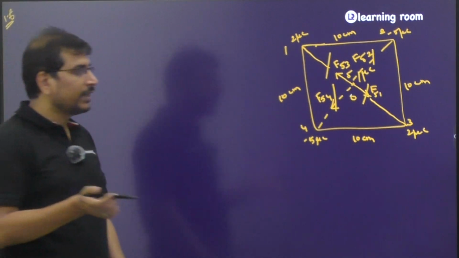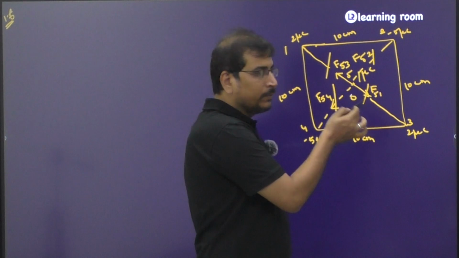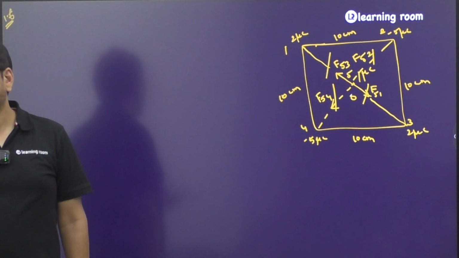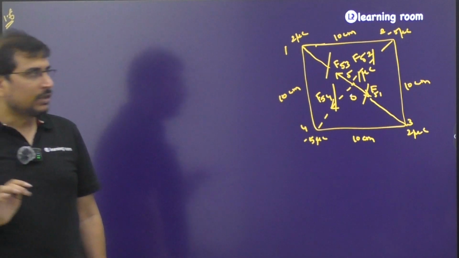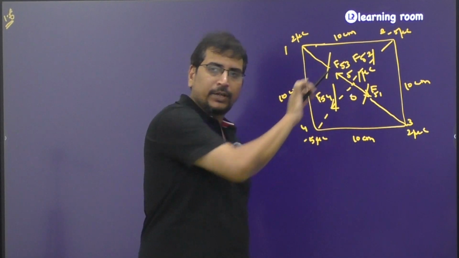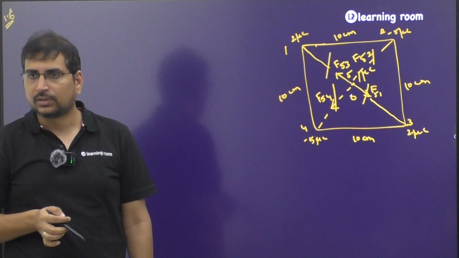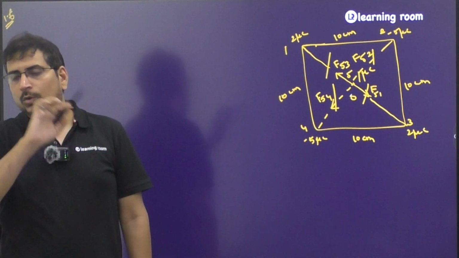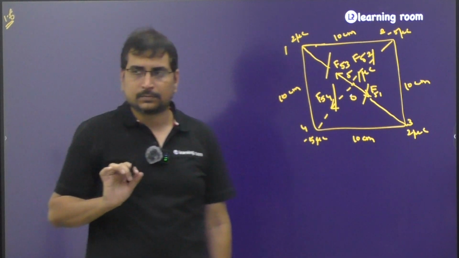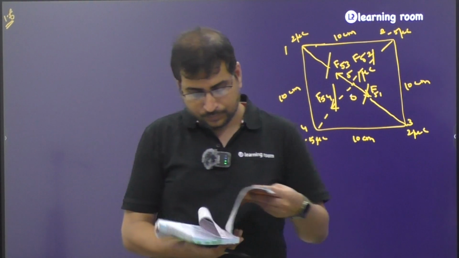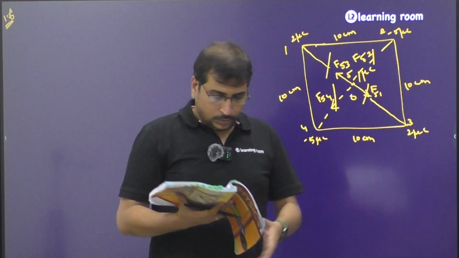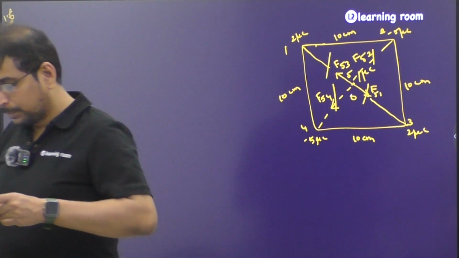So what will you write? How will you write it in the exam? You will say F51 and F53 have the same magnitude and opposite directions. Similarly, F54 and F52 have the same magnitude and opposite directions. So each cancels the other, hence the total force is nullified. Okay. So what is the time? Okay, we'll do one last problem and then we can wind up.